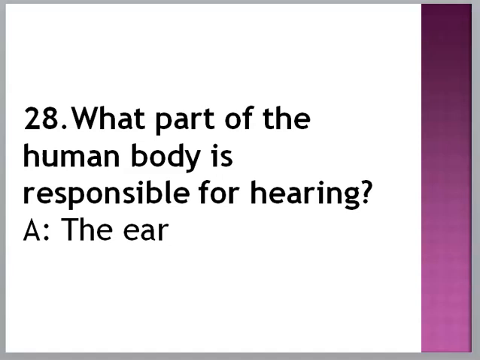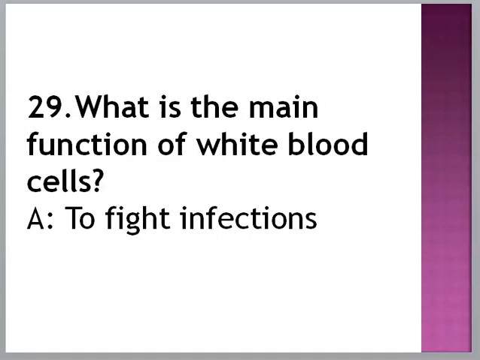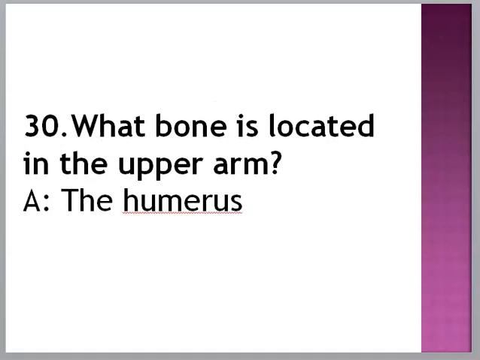Question number 28. What part of the human body is responsible for hearing? Answer: the ear. Question number 29. What is the main function of white blood cells? Answer: to fight infections. Question number 30. What bone is located in the upper arm? Answer: the humerus.